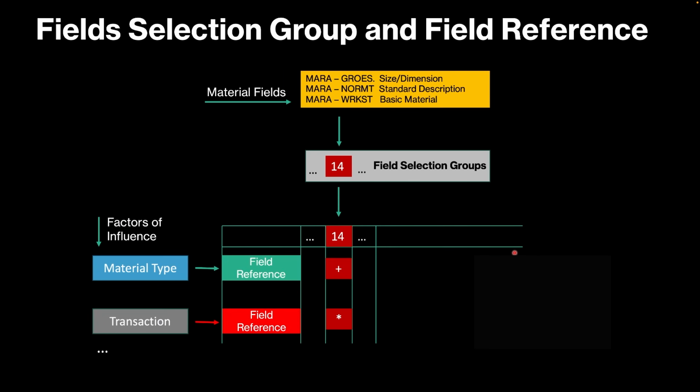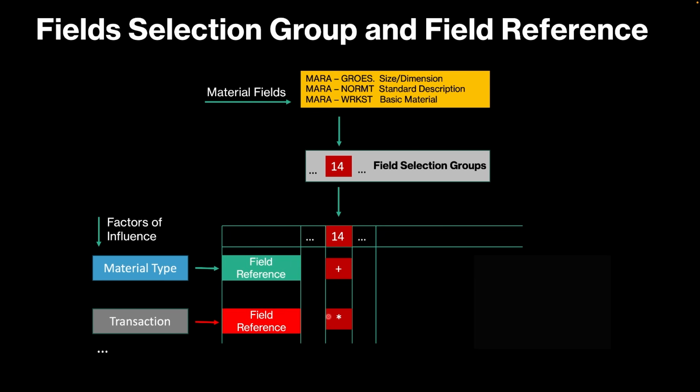Okay. So you can see here how you do the field selection. First, you have these material fields which are assigned to the field selection group. And this field selection group you can mark as either mandatory, optional, display, or hidden based on the factors of influence. So you can see here on this screen, we have given these two factors of influence, that is material type, transaction, but you can use other influencing factors also. Each influencing factor will have its own field reference, and based on the combination of field selection group and factor of influence, you will mark that particular field selection setting against that field selection group.